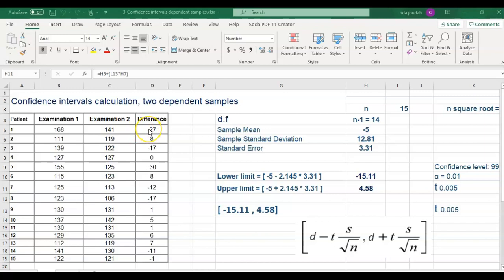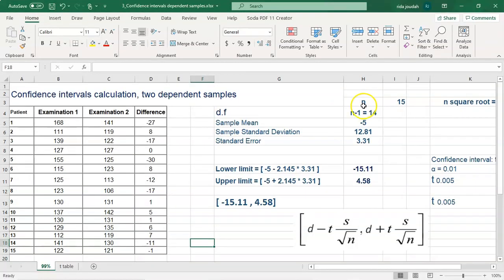And here we found the difference between the two examinations before and after taking the medicine. So now we need to calculate the confidence interval to find the efficiency of that test. So we have 15 patients, n equal 15. Based on that, the degree of freedom is n minus 1 equal 14.